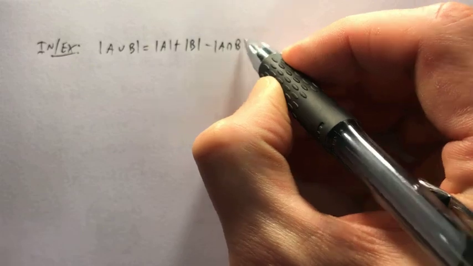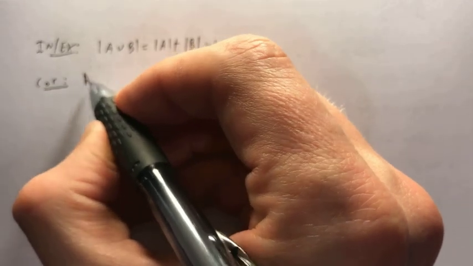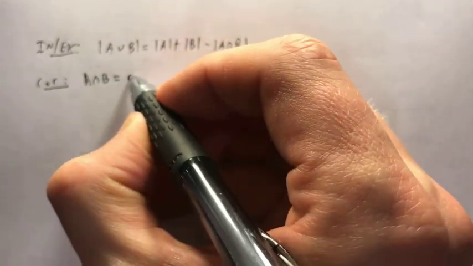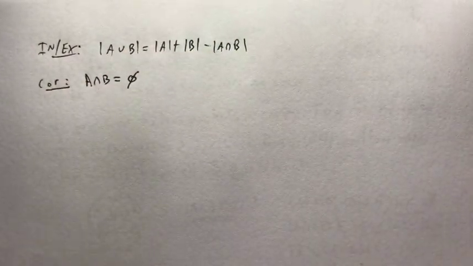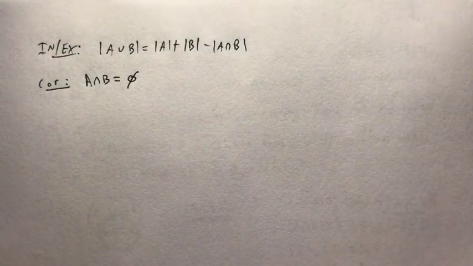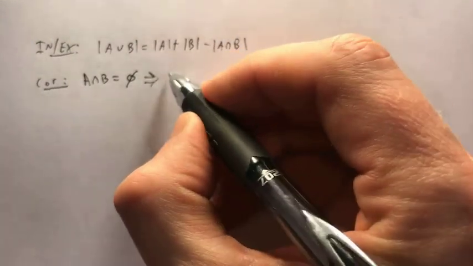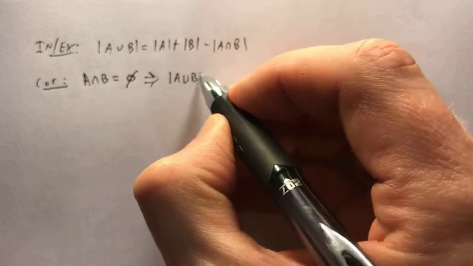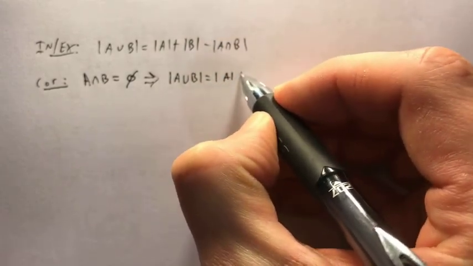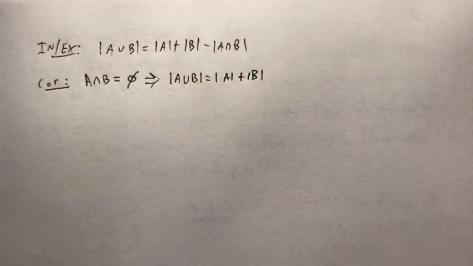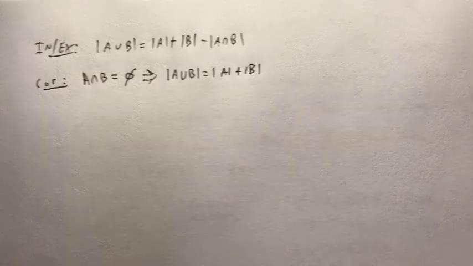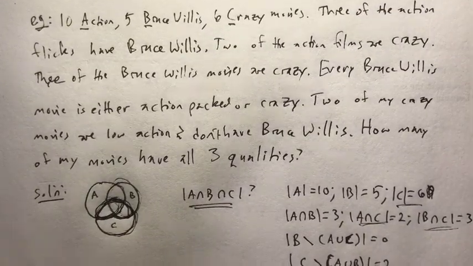of A intersect B. And we have this corollary which says if A intersect B is empty, then the size of A union B equals the size of A plus the size of B. That's what I called corollary 1 down here in this previous example.